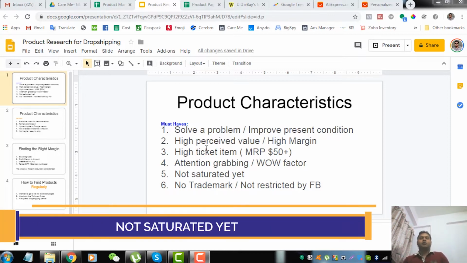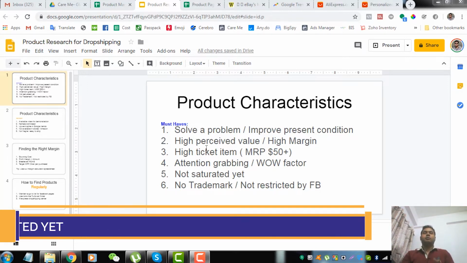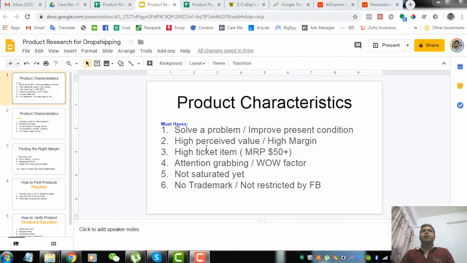Number 5 is not saturated yet. What I mean by that is, like I was saying a few months earlier, even though the solution is great, it's an old solution, and the product already exists in the market and has been there for the last few years or so. If there is saturation, there is a big chance that the solution has already been offered to a large enough audience, and you cannot be successful, because you are too late for the market.